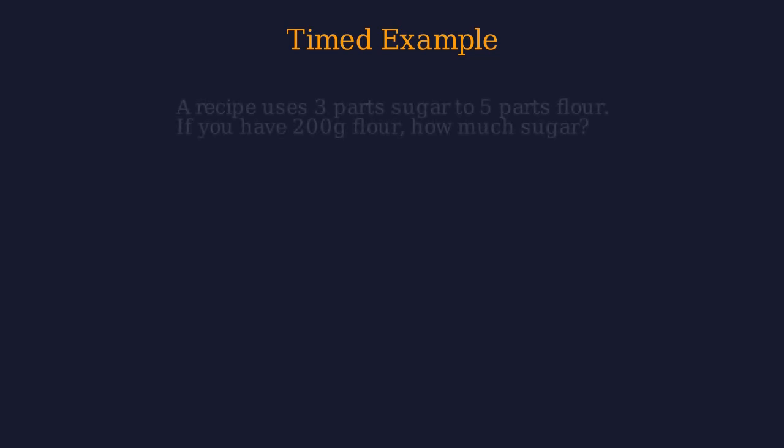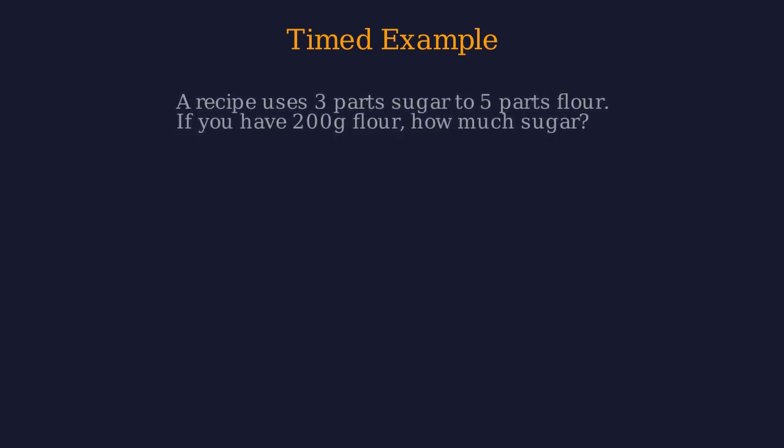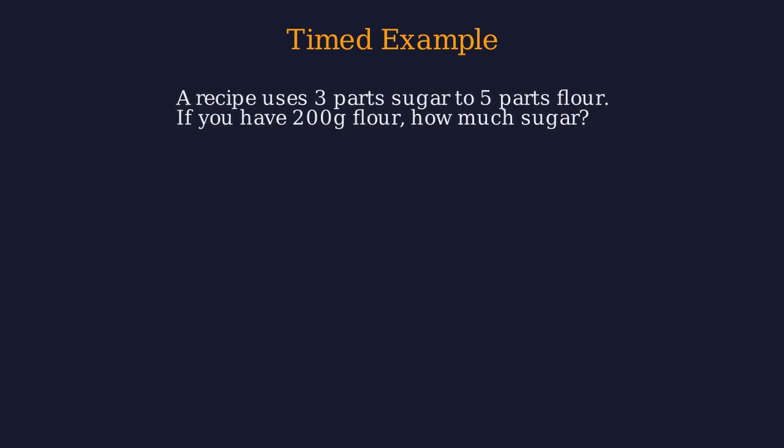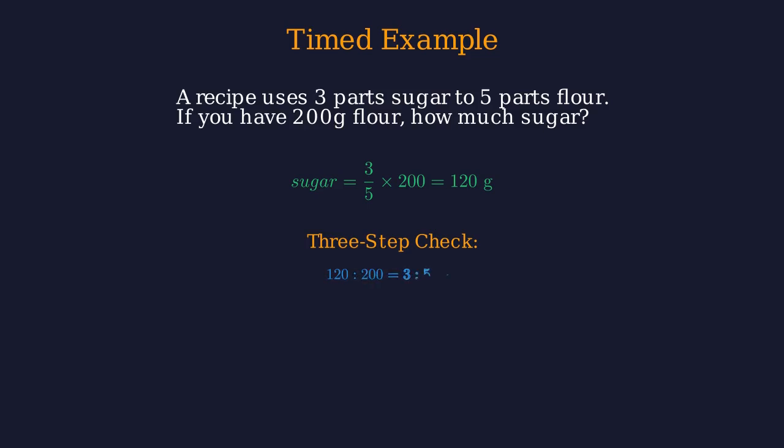Timed example question. A recipe uses 3 parts sugar to 5 parts flour. If you have 200 g flour, how much sugar? You calculate sugar equals 3/5 times 200 equals 120 g. Quick check. Substitute into ratio. 120 to 200 reduces to 3 to 5.